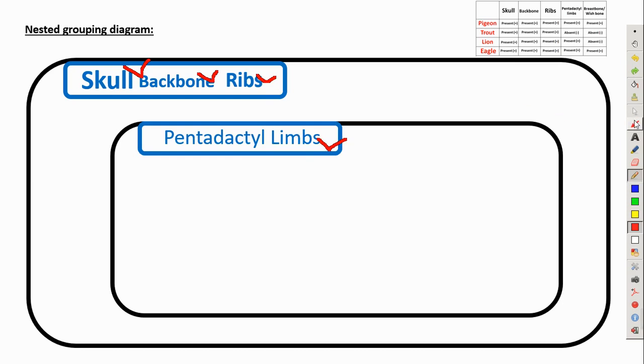Now that we've done that, we can place the trout, which is placed here. This means that it has these three characteristics because it's in this box, but it doesn't have pentadactyl limbs. That's why it's not placed in this box, it's placed in this one.